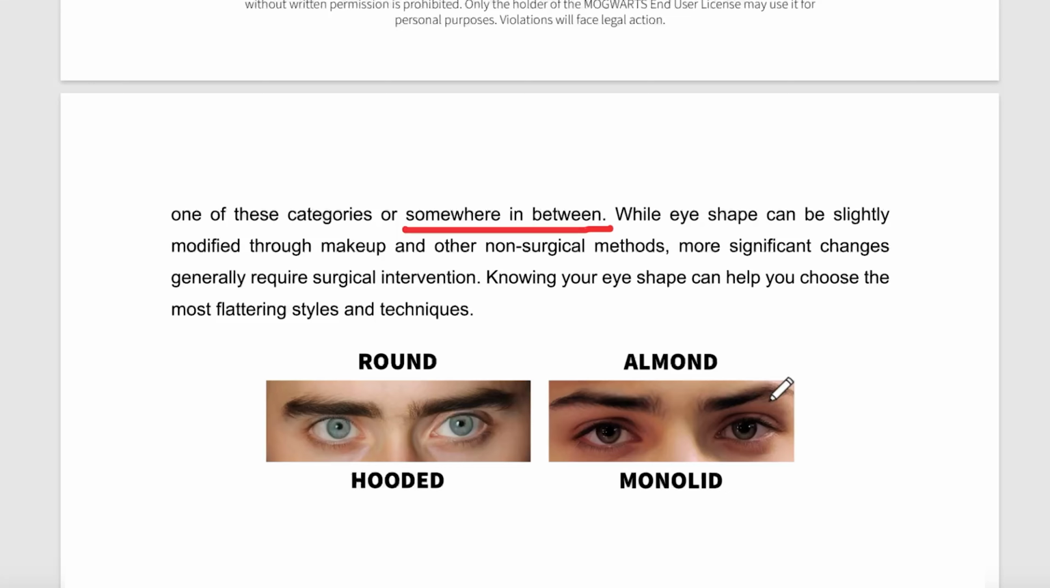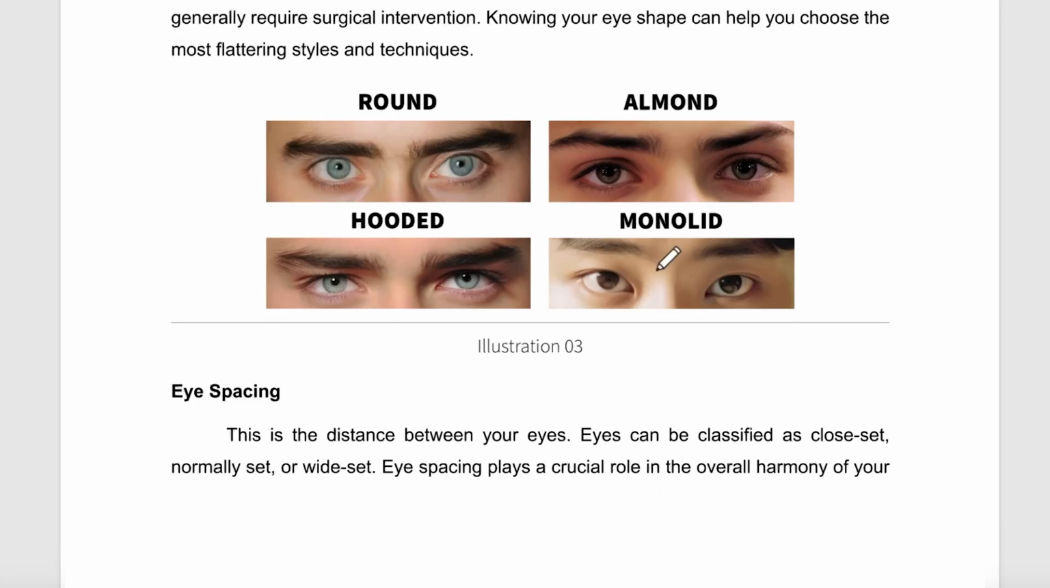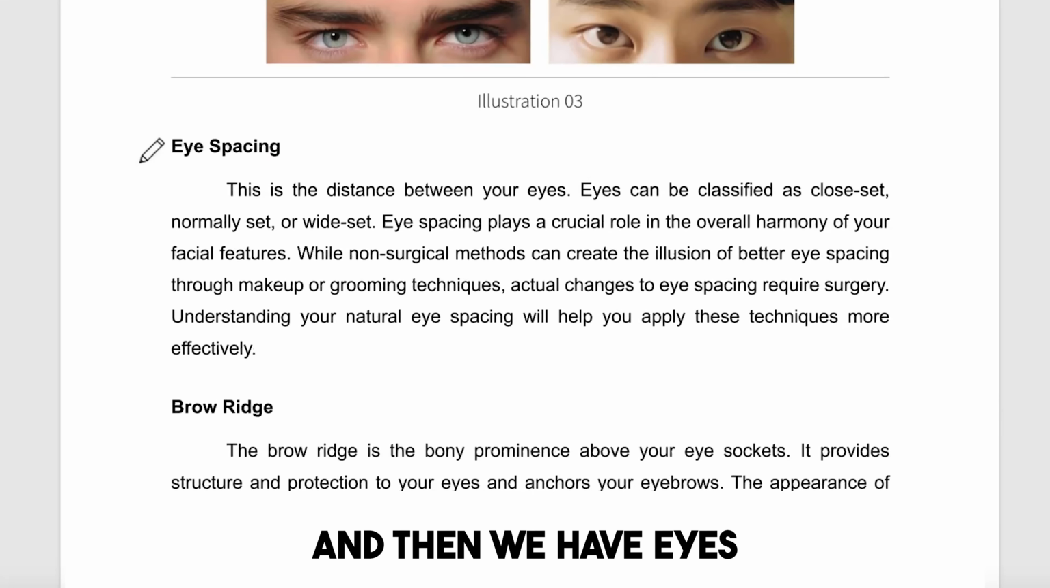Knowing your eye shape can help you choose the most flattering styles and techniques for your eyebrows or makeup, be it. Now we have a round, almond, hooded, and monolid that I mentioned earlier. You can see the pictures here and how they look. You could be a mix of two. You can be more so in one category alone. And then we have eye spacing.